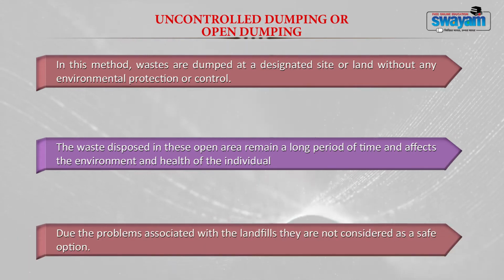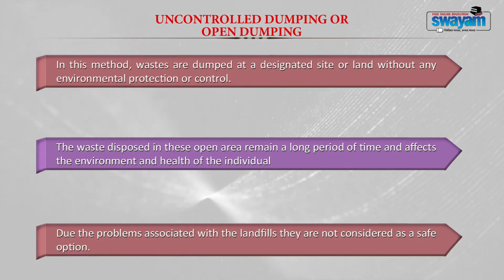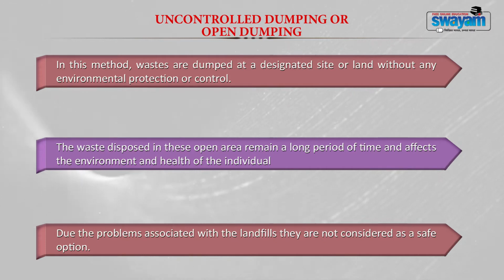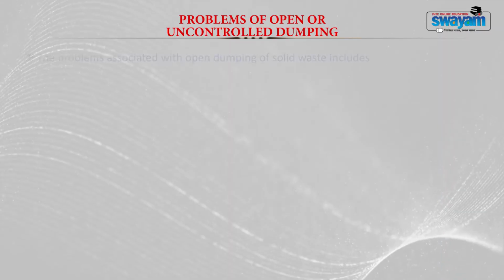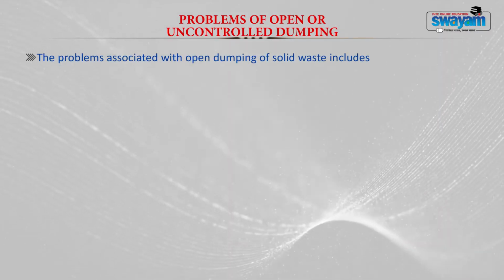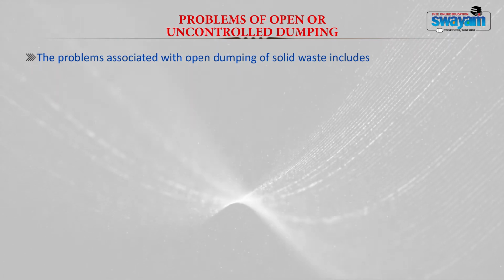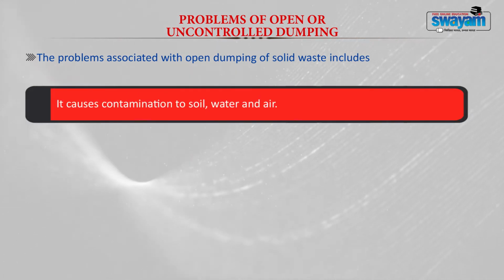Now, due to these problems, the concept of landfills was developed. Landfills are a controlled way of containing the waste and are considered one of the safe options. Before getting into the details of what a landfill is, or its components and types, let us discuss the problems associated with open or uncontrolled dumping. Why do you actually need controlled dumping or a landfill? The problems associated with open dumping are: one, as I told you earlier, it contaminates your soil, water and air.